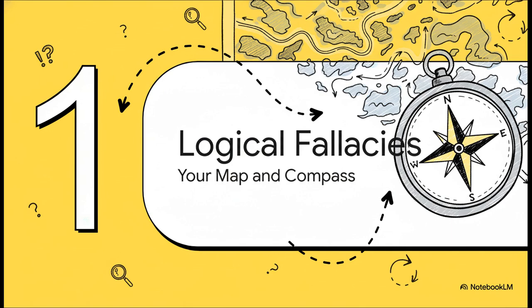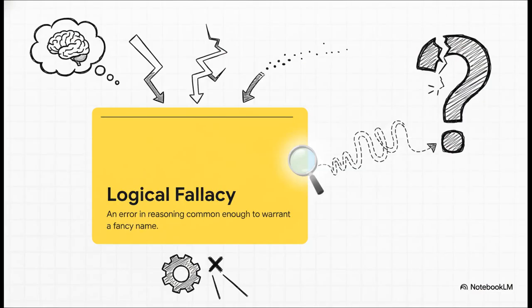Okay, so if we have a map to get through this jungle of bad arguments, then we're going to need a compass, right? And that compass, that true north, is understanding a really key concept: the logical fallacy. And here it is. Now, don't let the fancy name scare you. A logical fallacy is really just a common mistake in thinking. It's an argument that sounds like it makes sense on the surface, but if you look under the hood, there's a big, critical flaw. They're like mental shortcuts that always lead you to a dead end.